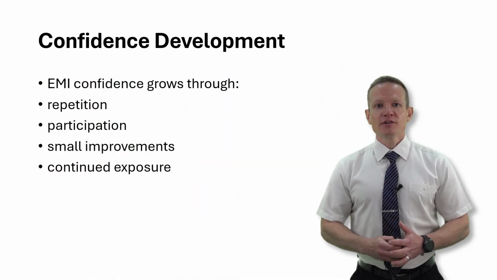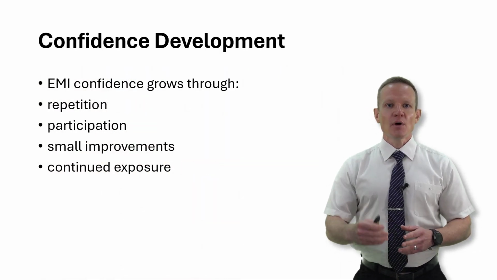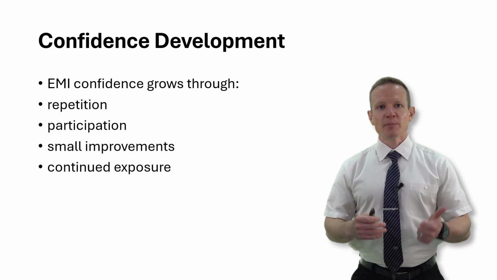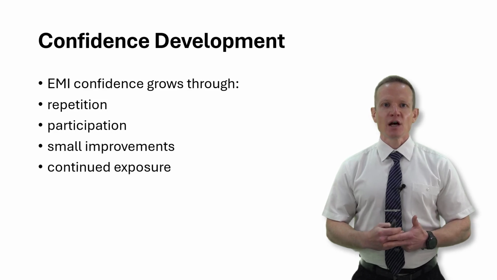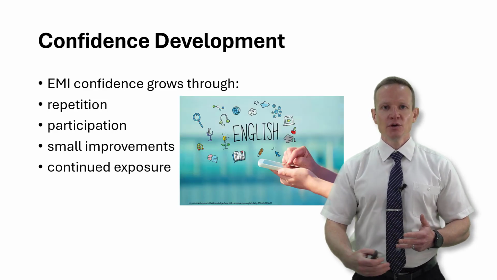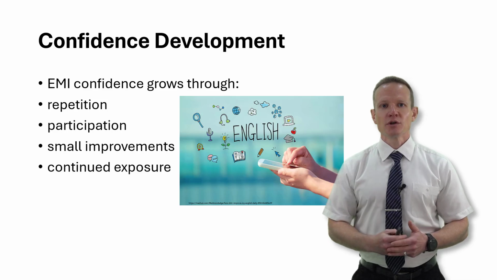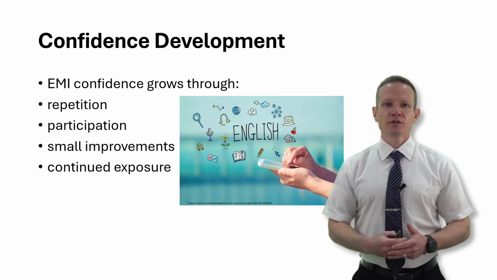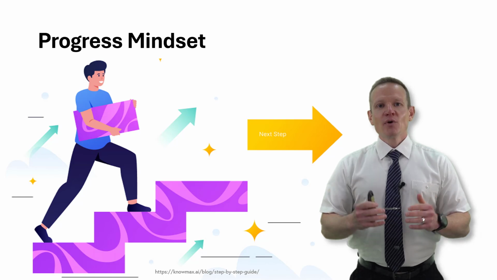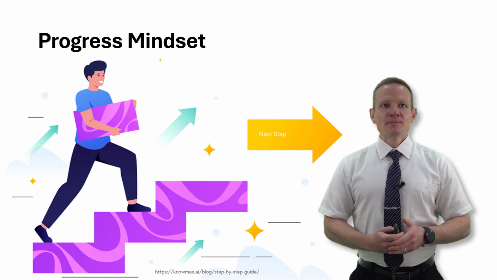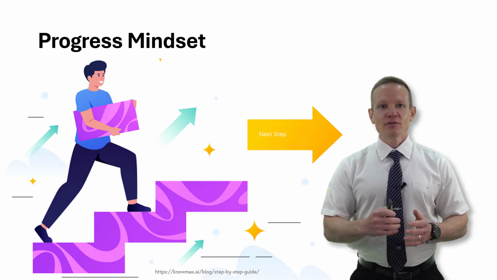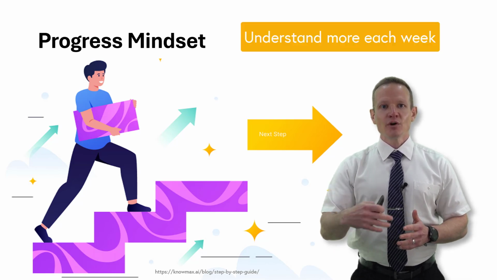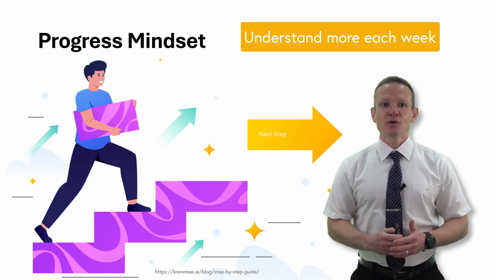Next, we'll talk about confidence development. EMI confidence grows through repetition, participation, making small improvements every time, and continuing to practice and continuing your exposure to English as often as possible. Making progress is a mindset. You will not necessarily understand everything immediately. However, you will understand more and more each week and as time goes by if you stay focused.